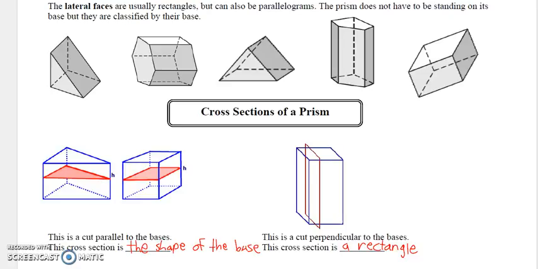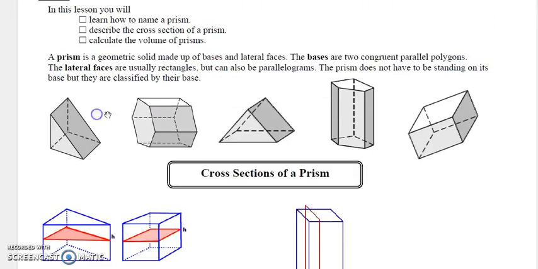Here we are with Prism volume for chapter 12. And if you want, you may wish to look back at the very beginning of the chapter where we started with the area review, because in order to calculate the volume of a prism, you need to know the area of the base. So here are some prisms.